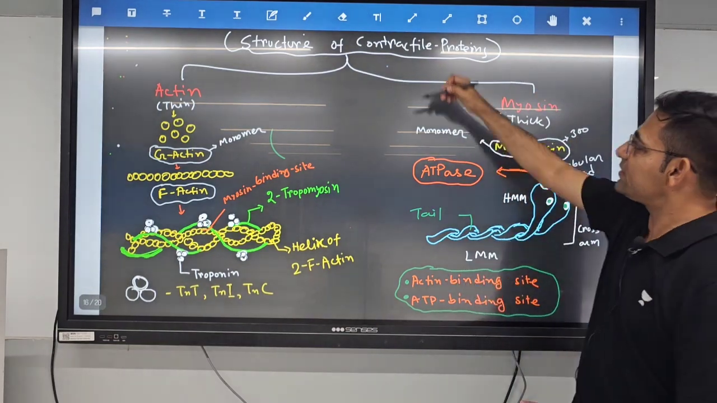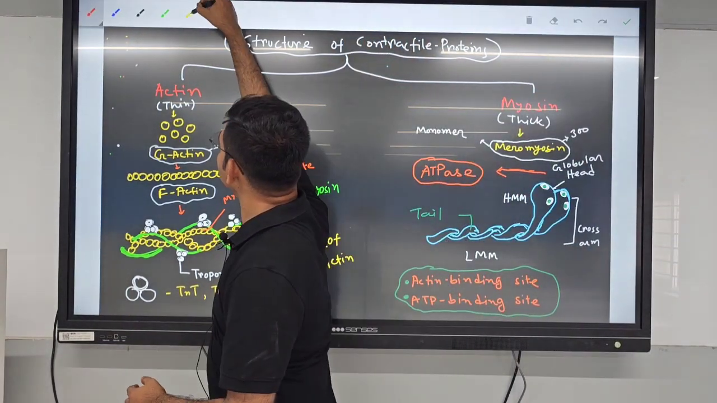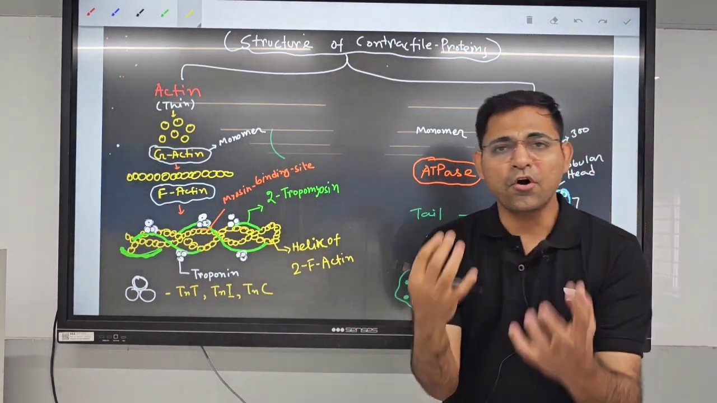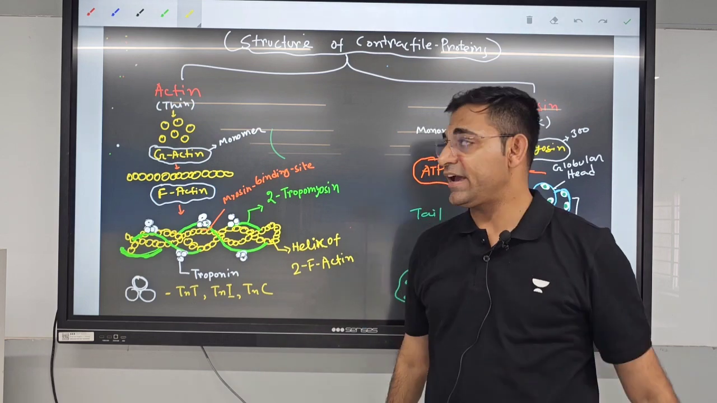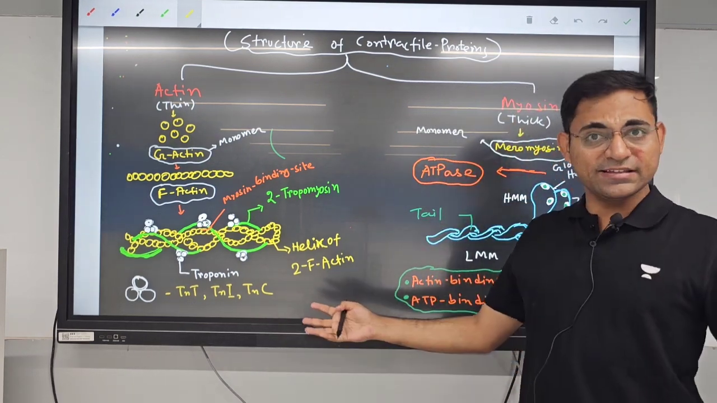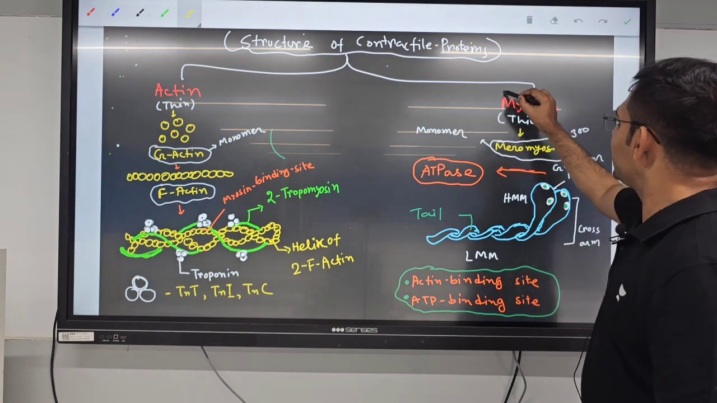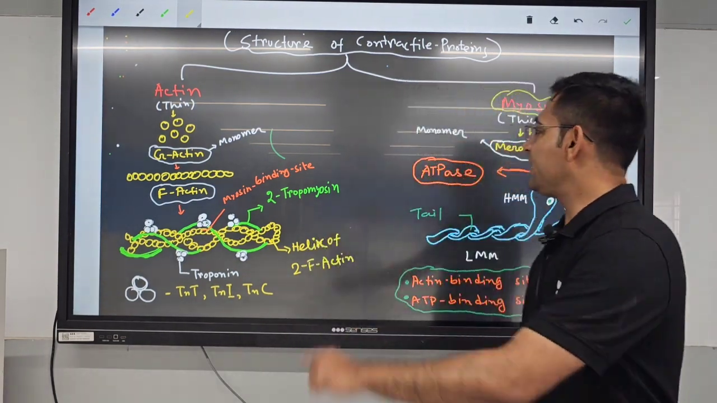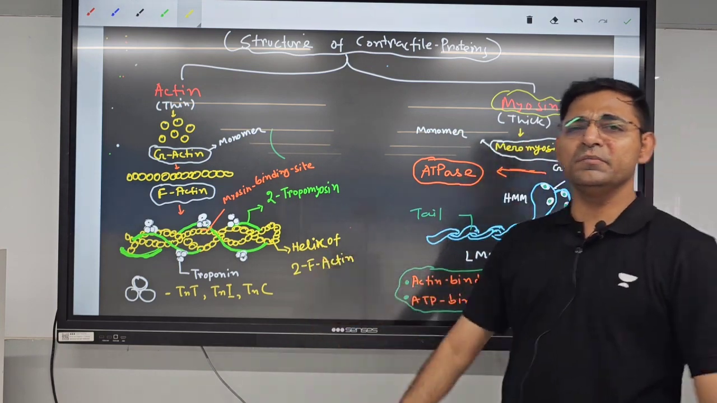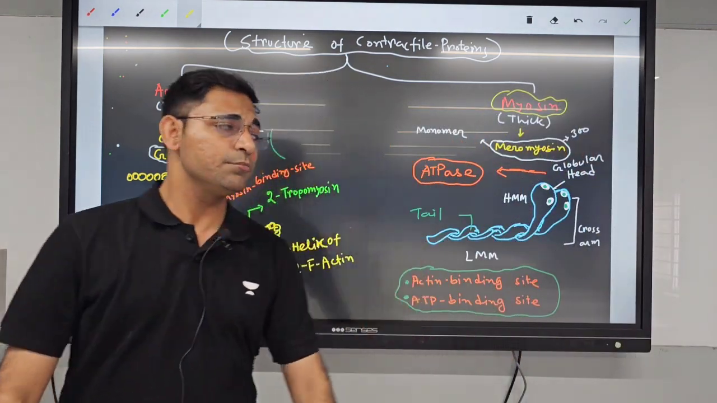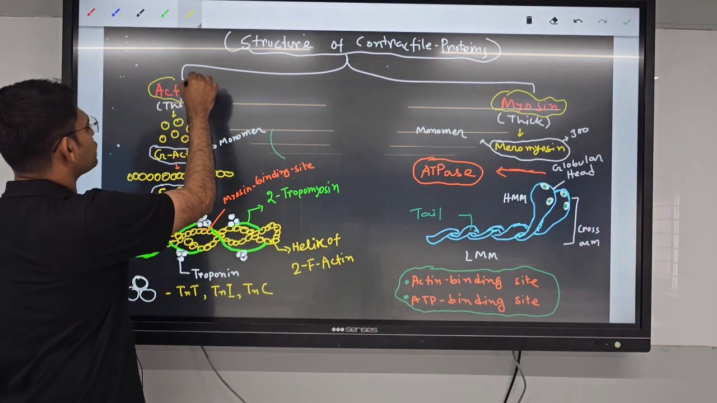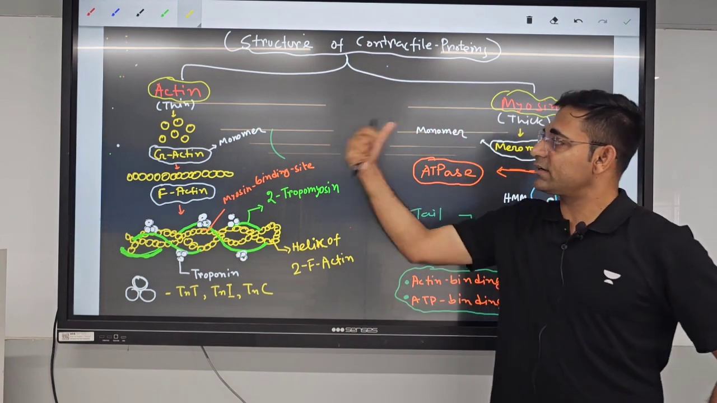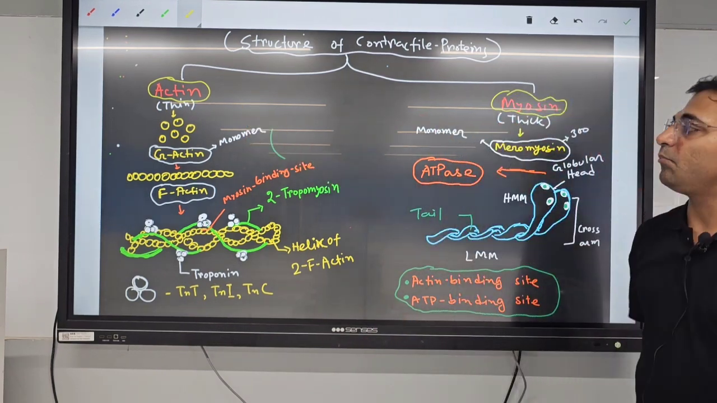Skeletal muscle is made up of basically thick and thin parts. Thick means a particular protein, the thick protein, that is myosin, and thin means the thin filament or thin protein, that is actin. So basically our skeletal muscles are made up of two basic proteins, actin and myosin.